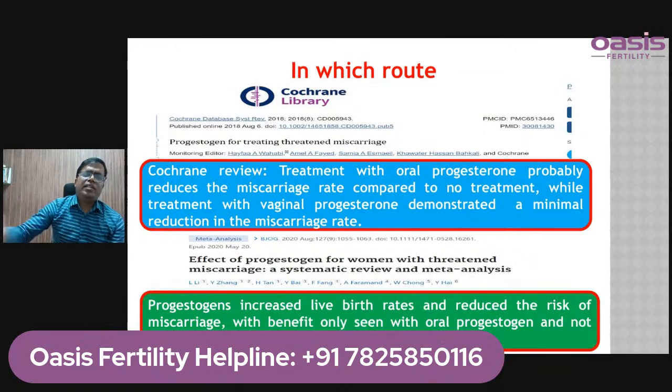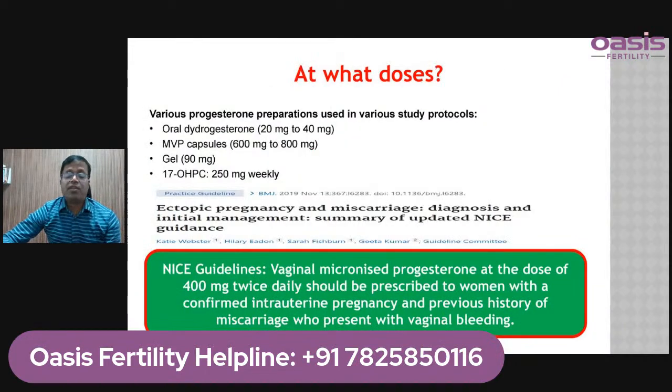So the Cochrane review recommendation also tells that if you are using it orally, it definitely reduces miscarriage compared to not using it at all. Even then, you can use the vaginal route. Progesterones also increase live birth rates and reduce the risk of miscarriage, with benefit only seen with oral progesterone. And many people favor the use of oral progesterone, that is dydrogesterone and so on.